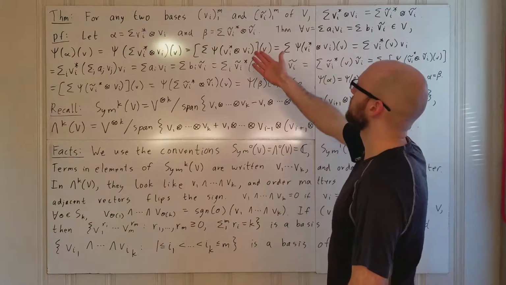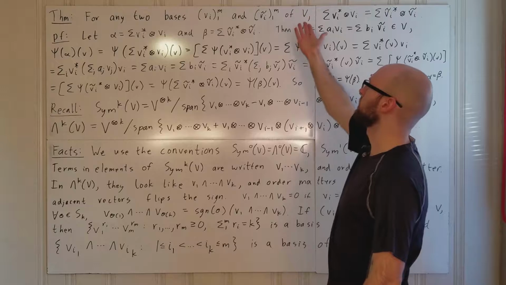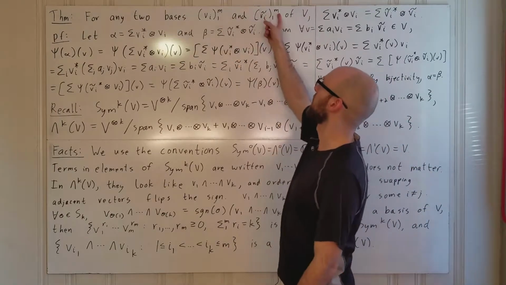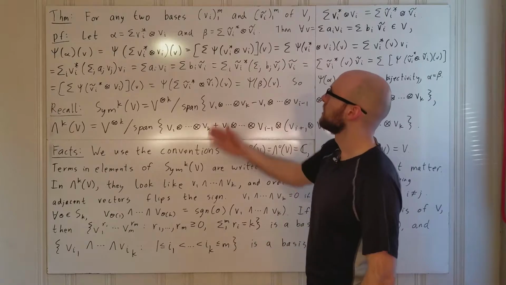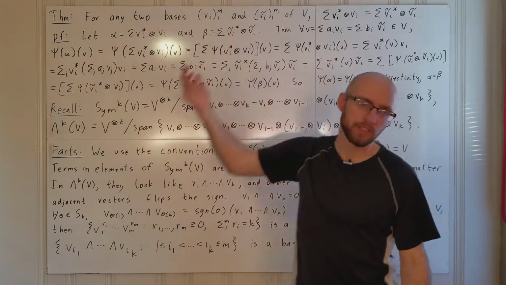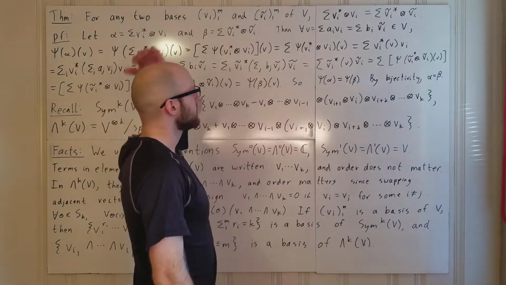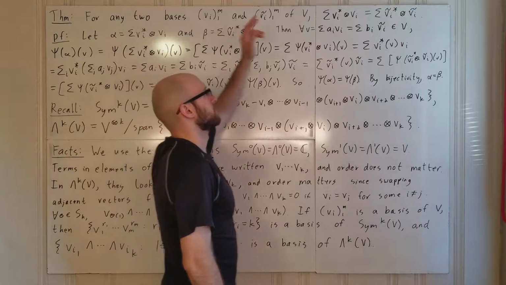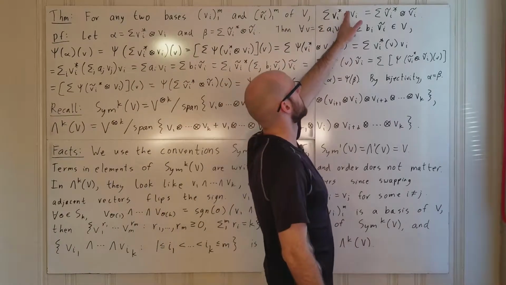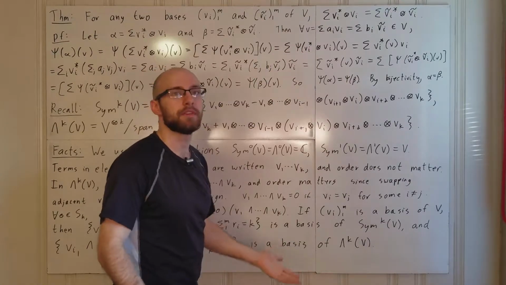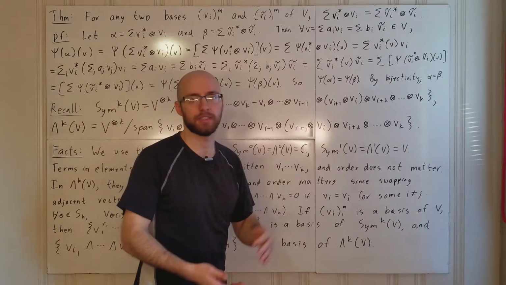So anyways, if you've got two different bases of V, of course V here is finite dimensional, that's why these bases go up to m. One of these we've got the v_i's here, and here we've got the v_i tildes. So we've got two bases. Then if you look at this particular element, which is the sum of v_i star tensor v_i, it's going to be invariant under the choice of basis.